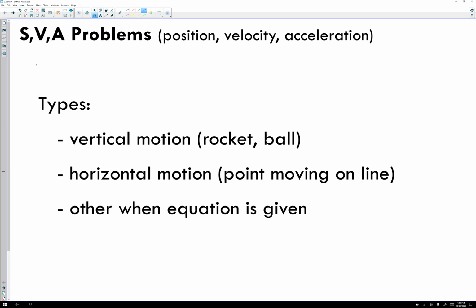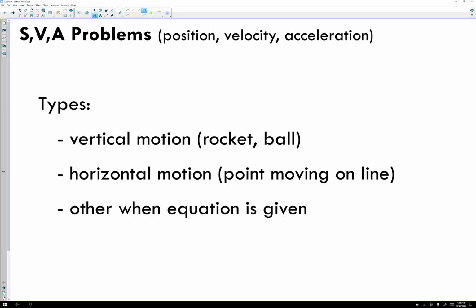So this is a video for section 3.6, and it's on position, velocity, and acceleration. And we call them SVA problems because S is for position, V is for velocity, and A is for acceleration.